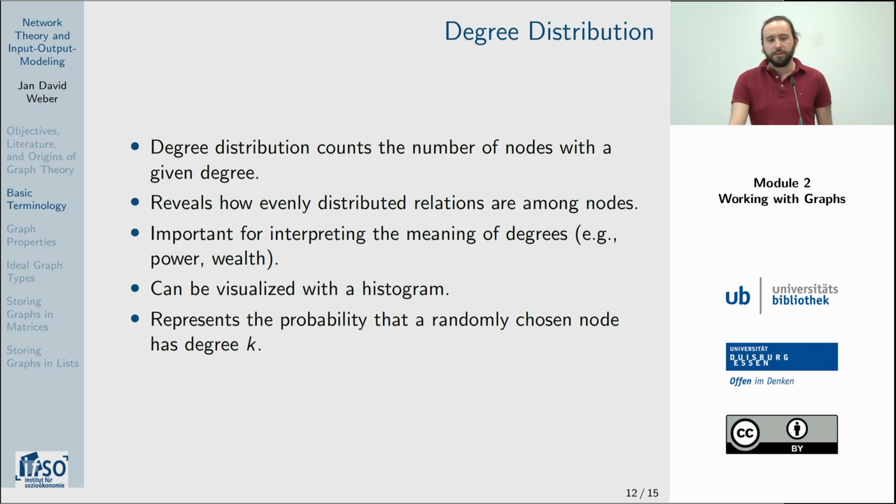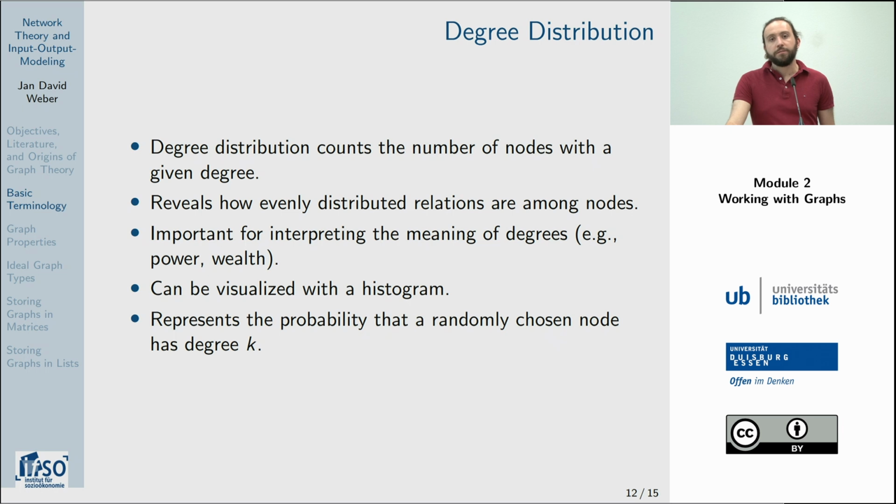The easiest way is a degree distribution, and hang in there, we're getting back in a second with a visualization of that, where we count in the degree distribution the number of knots with a given degree. So we can reveal how evenly distributed relationships are among the knots. So we take the degree sequence and plot this visually in a histogram. And it represents the probability that a randomly chosen knot has a degree k. That is also an important aspect once we later on move on to randomly chosen or random networks, where the average or the probability are really important concepts.